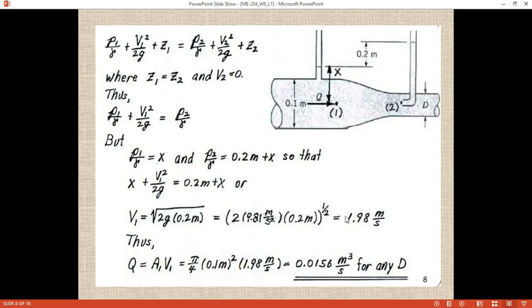Now the velocity is known, we can easily calculate Q. By using V1 and A1 we calculate the flow rate. Since the flow rate throughout the pipe is constant, whatever the diameter of the smaller pipe or the larger pipe, the flow rate will remain the same for any diameter D, D1, D2, whatever. So the flow rate will be the same throughout the pipe. So this is the problem we solved.